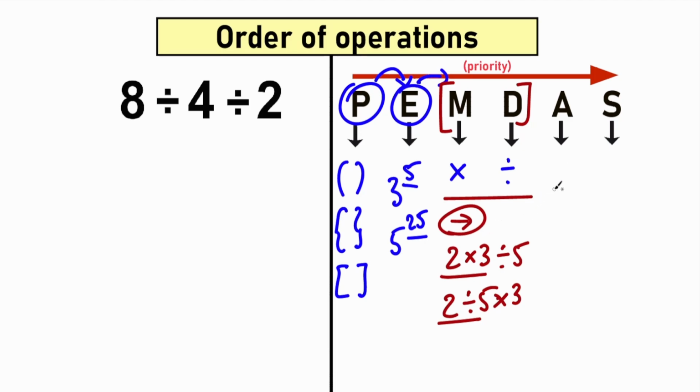And the last step is addition. A stands for addition, S stands for subtraction, but to be honest, you don't need this order of operation right now because this is very basic stuff. When you have, for example, 2 plus 3, you don't need this order of operation at all because you can easily solve it in a few seconds.